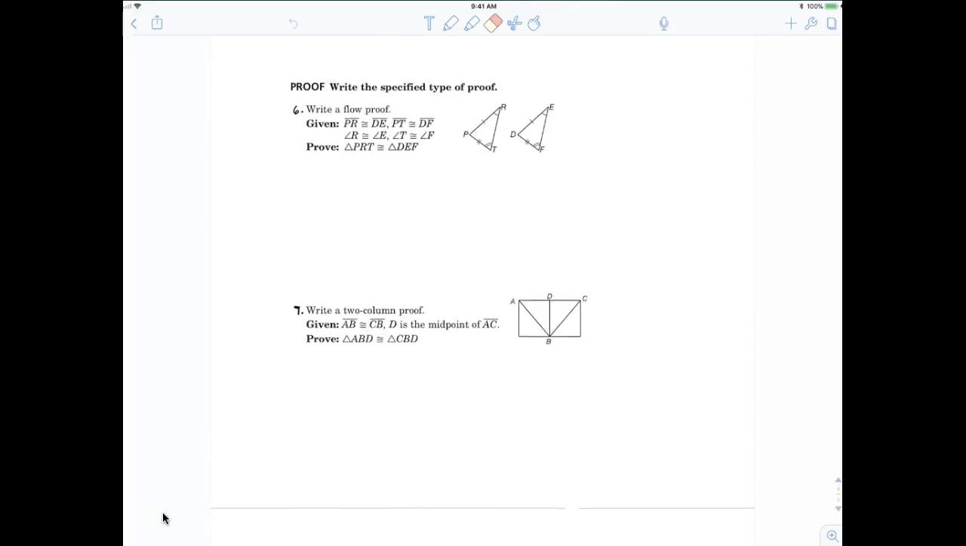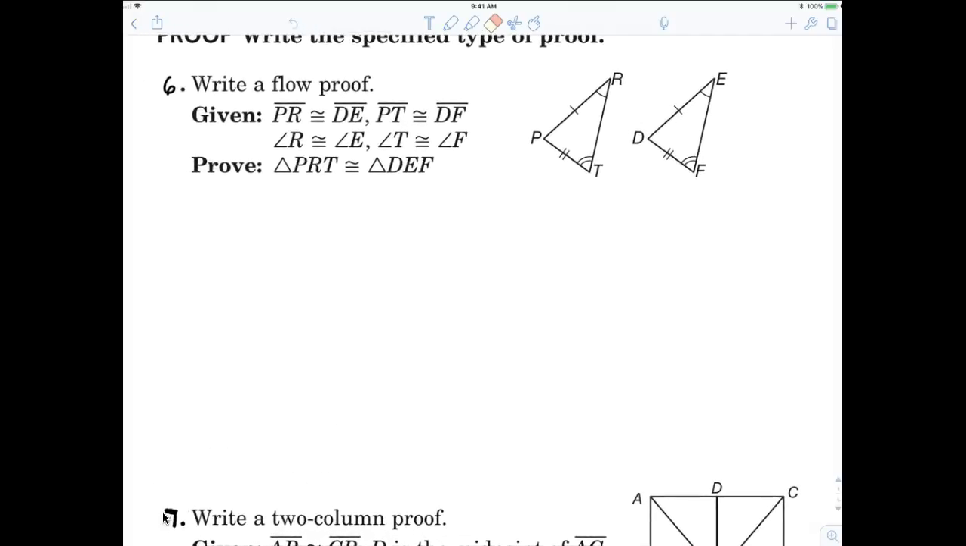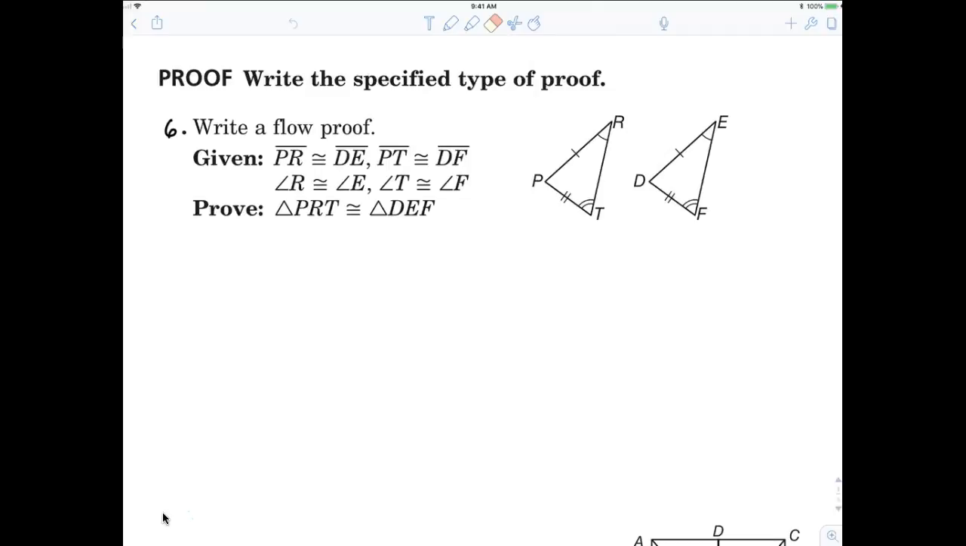Yesterday we were doing it, but you said there were... Okay, so here we go. It says I'm trying to prove now that triangle PRT is congruent to triangle DEF. From the given, there's no way to prove that they're congruent right now. Do you agree with that? You can't look at that and say those are congruent, right?